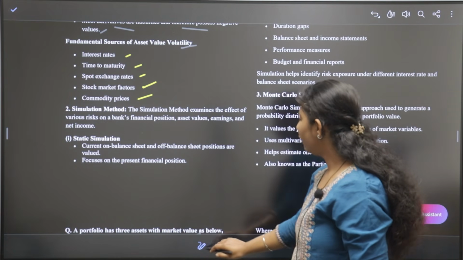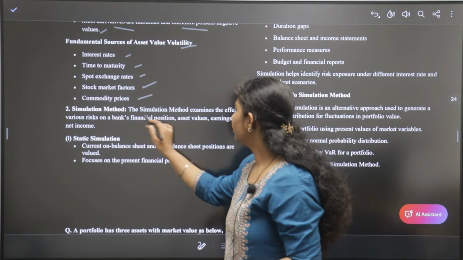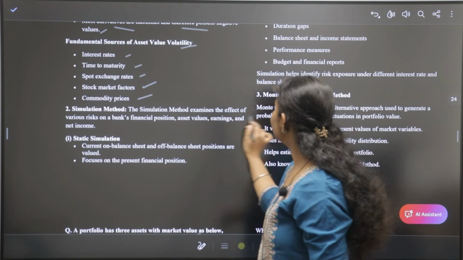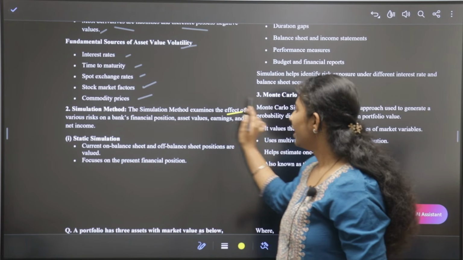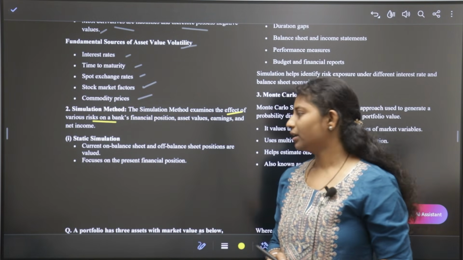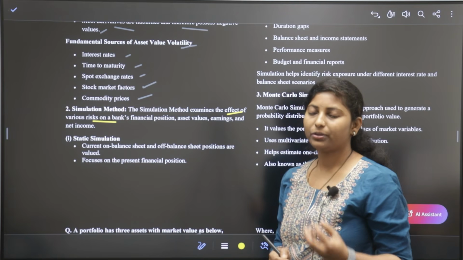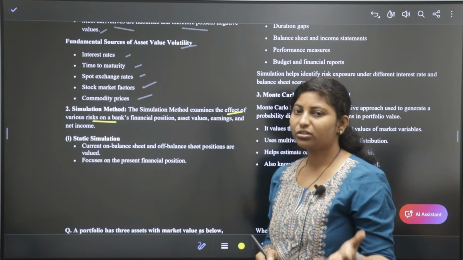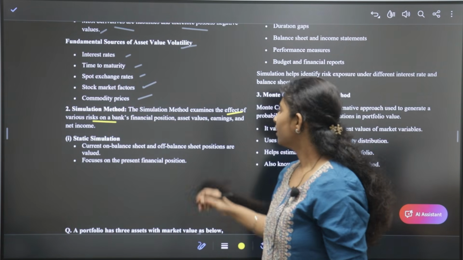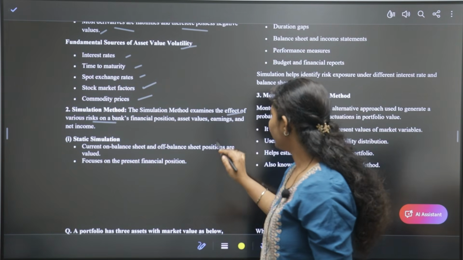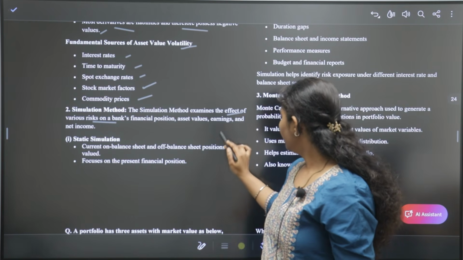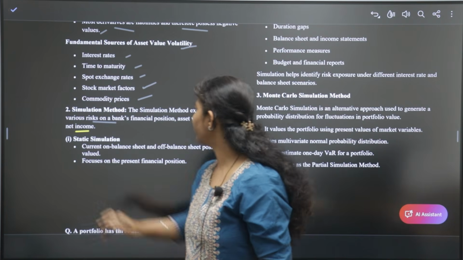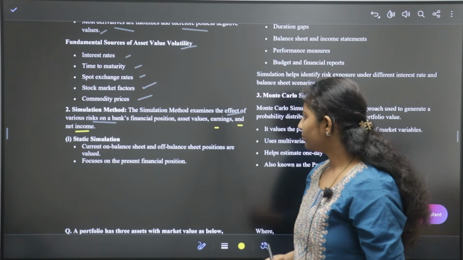Next we have the simulation method. The next method of VAR calculation is the simulation method. It examines the effect of various risks on the bank's financial position. It will help us to know how much risk we are going to face, or where our financial position lacks, like asset value, earnings and net income. We come to know these things with the help of the simulation method.